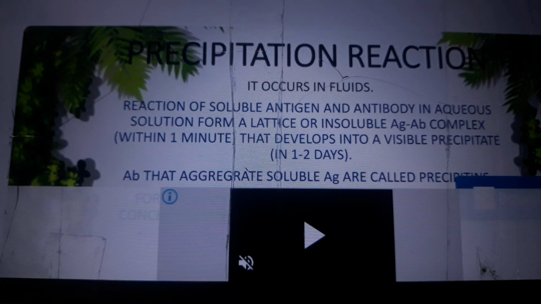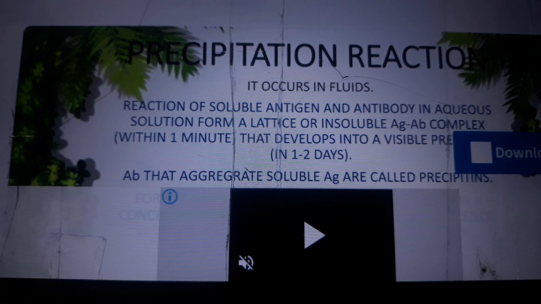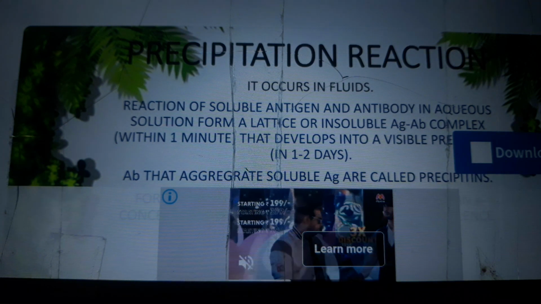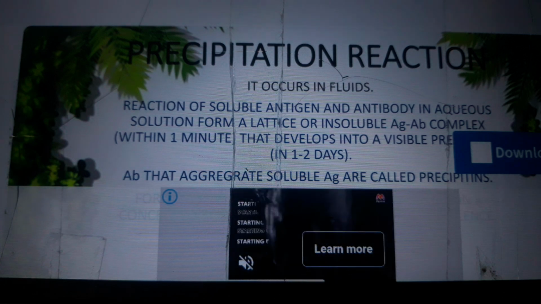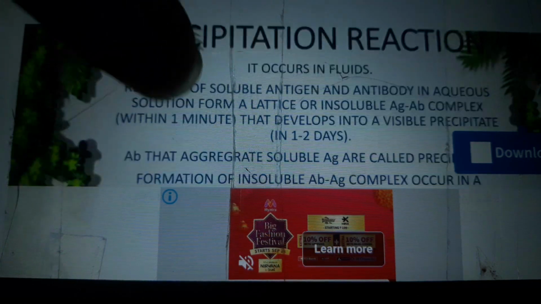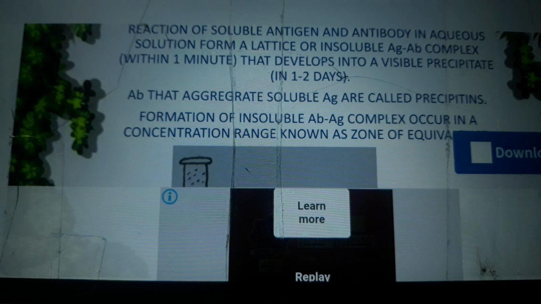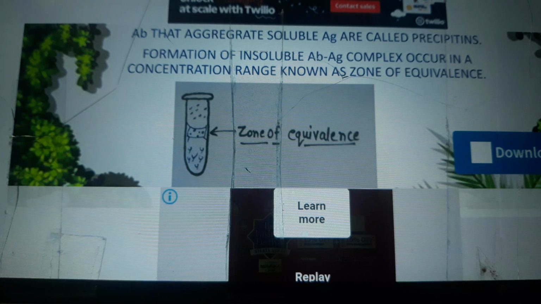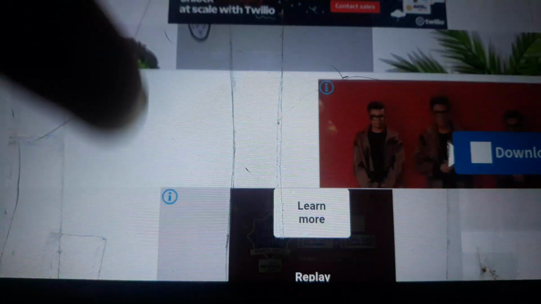Precipitation reaction. It occurs in fluids. Reaction of soluble antibody in aqueous solution forms a lattice of insoluble Ag-Ab complex within 1 minute that develops into a visible precipitate in 1 to 2 days. Antibodies that aggregate soluble antigen are called precipitins. Formation of insoluble Ab-Ag complex occurs in a concentration range known as the zone of equivalence.